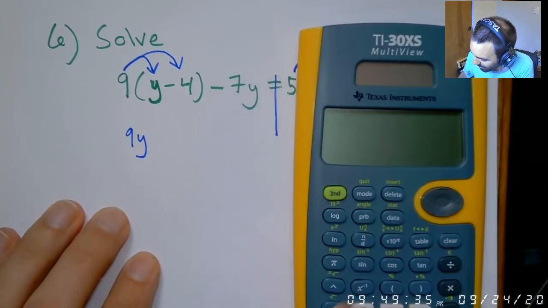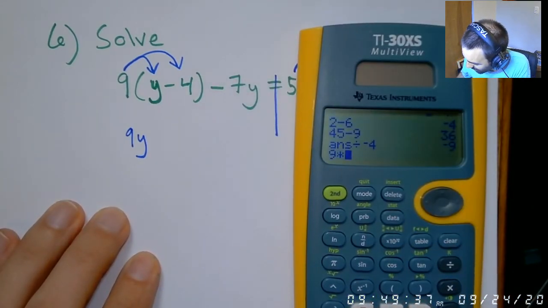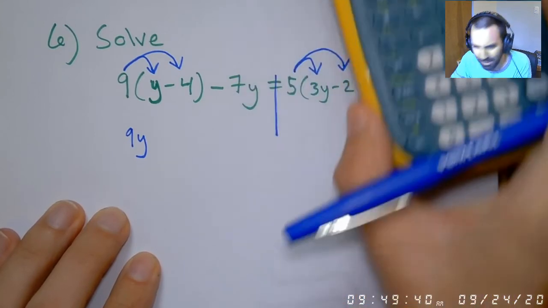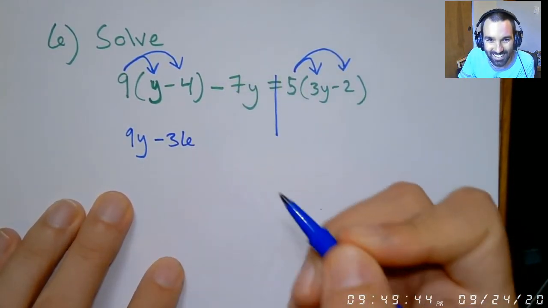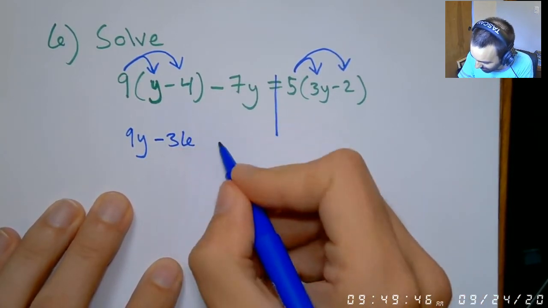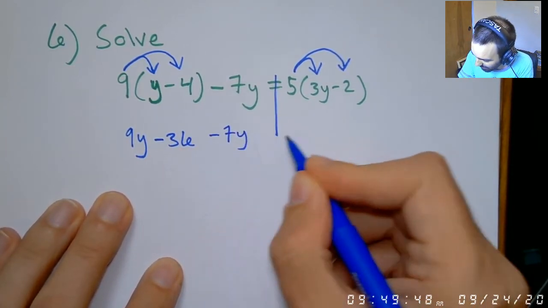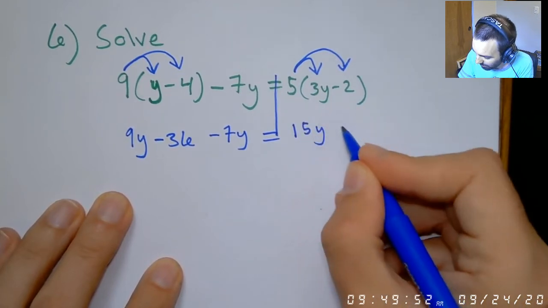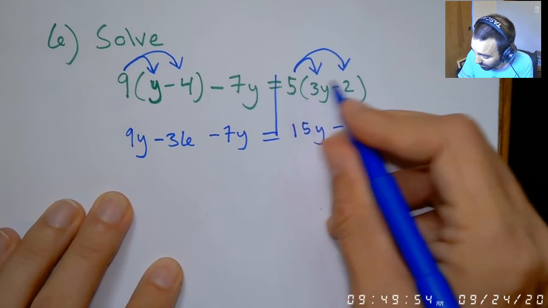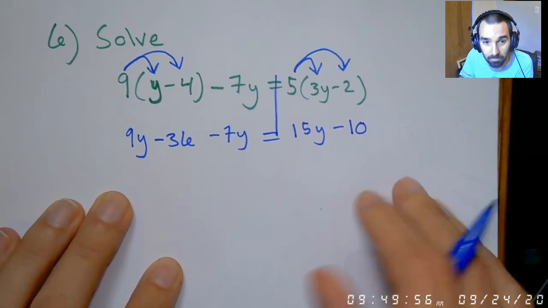No, I had that wrong. That was negative 36, right? Okay, and then, so that was this, and then minus 7y, and then that equals 5 times 3 is 15y. 5 times negative 2 is negative 10.